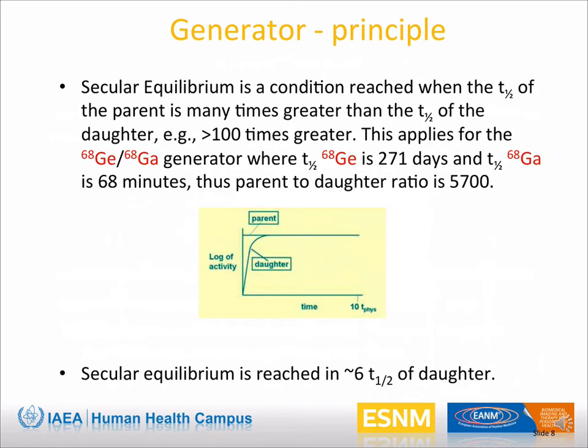Secular equilibrium is a condition reached when the half-life of the parent is many times greater than the half-life of the daughter. For example, more than 100 times greater. This applies for the germanium-68, gallium-68 generator, where the half-life of germanium is 271 days and the half-life of the gallium is 68 minutes. Thus, the parent-to-daughter ratio is 5,700. A secular equilibrium is reached roughly in 6 half-lives of the daughter.